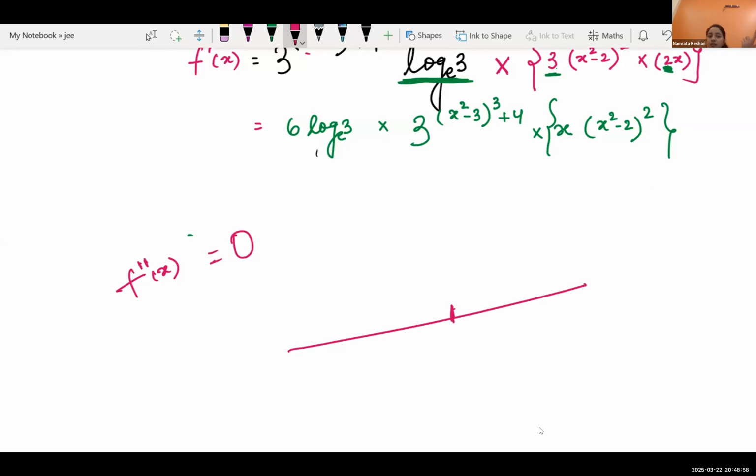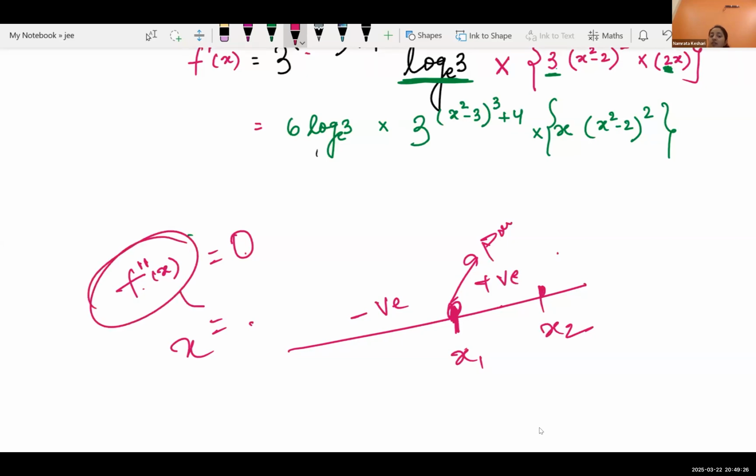The way you find the critical point, the same process we have to do for checking the point of inflection. You have to set f double dash x equal to 0, and from there you will get the x values. You have to locate those x values on the real line, and then check the intervals. If it goes from negative to positive, then you will say yes, this is a point of inflection. If it is positive to negative, you are checking f double dash.